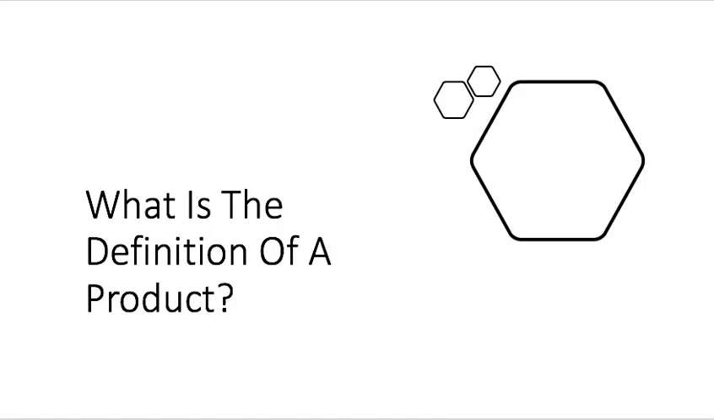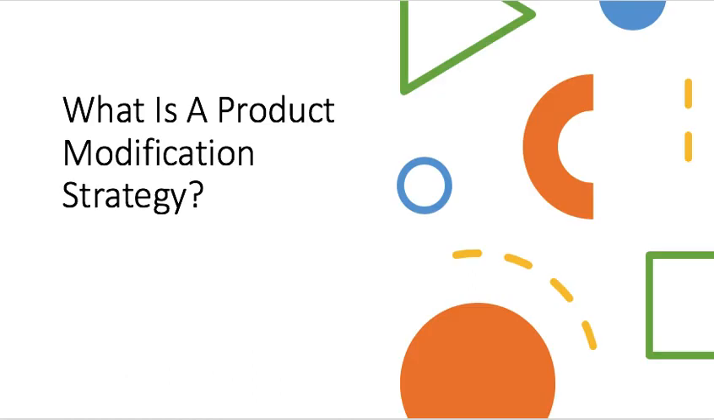Know what the definition of a product is. A product is a good, service, or idea consisting of a bundle of tangible and intangible attributes that satisfy consumers' needs and is received in exchange for money or something else of value. So know that definition of a product. Understand what a product modification strategy is. A product modification marketing strategy alters the product's characteristics, such as its quality, performance, or appearance, to increase its value and sales to customers.